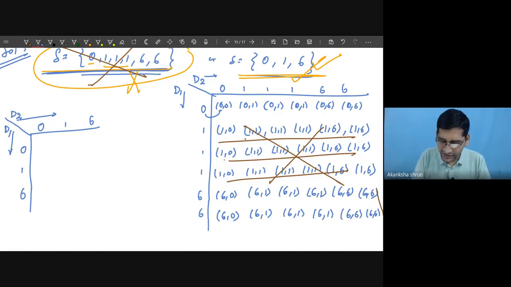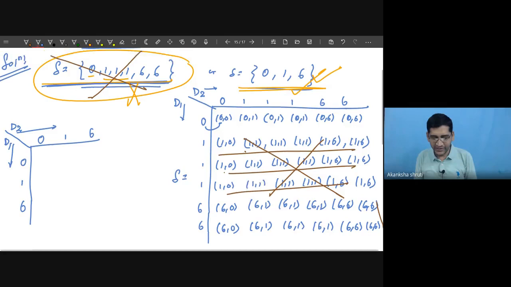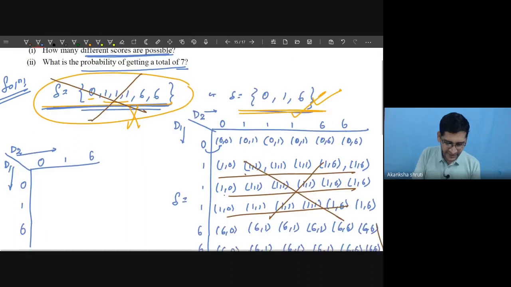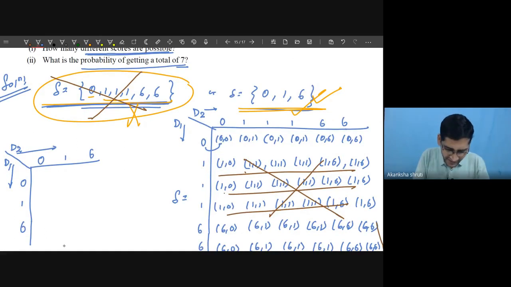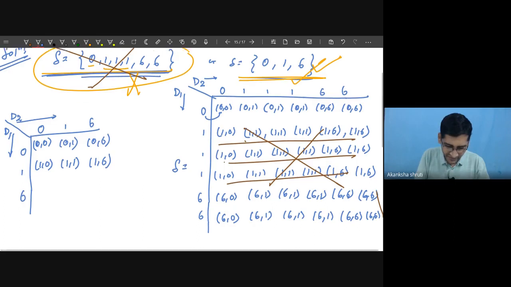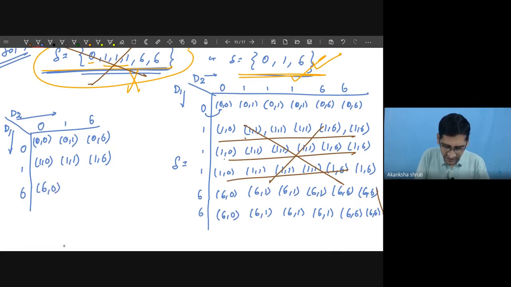This question is easier than our earlier question, but students are committing mistakes. They are not understanding the definitions properly. So our sample space will be 0, 0, then 0, 1, 0, 6, okay, 1, 0, 1, 1, 1, 6, then 6, 0, 6, 1, 6, 6. That's all. The question is easier than the earlier one.